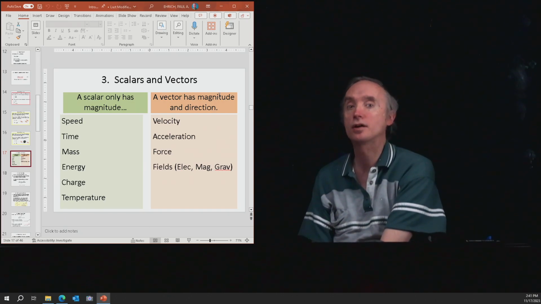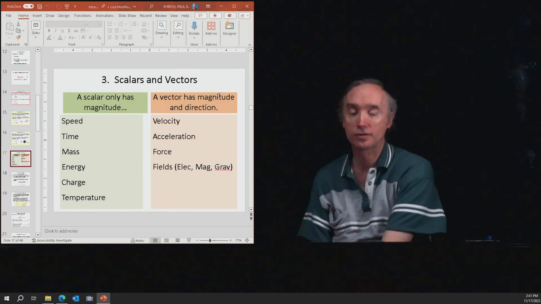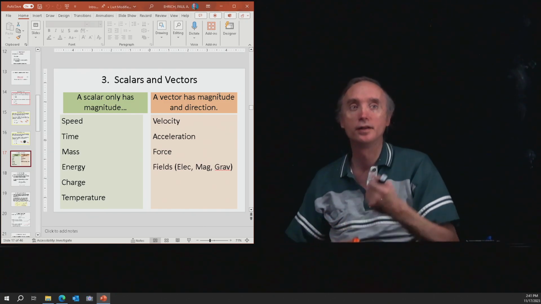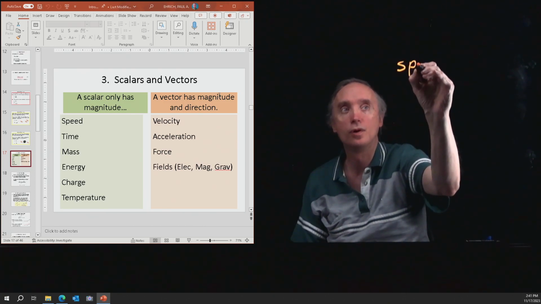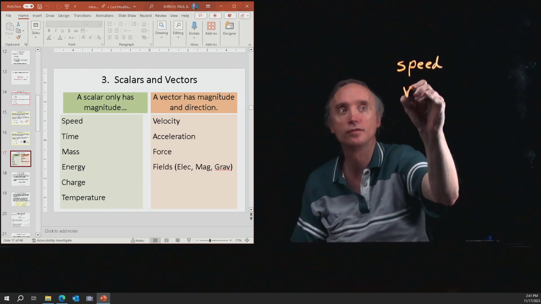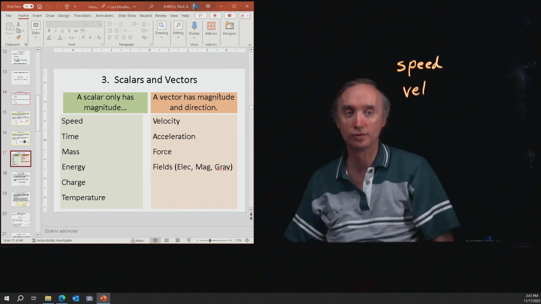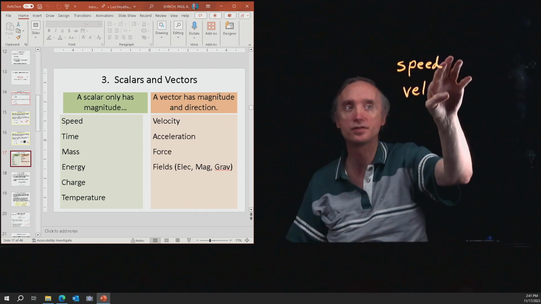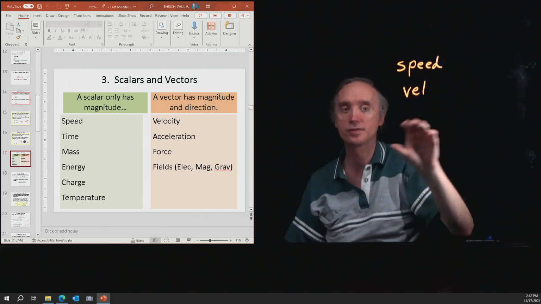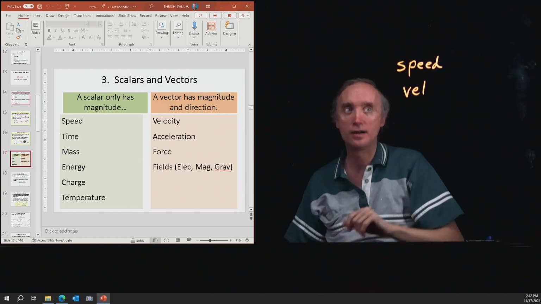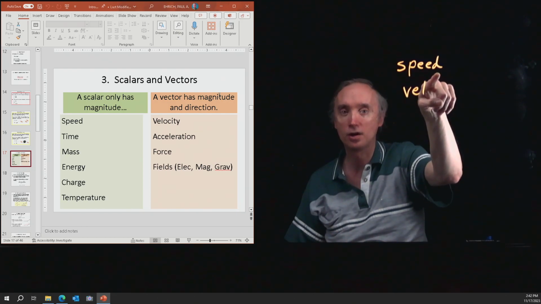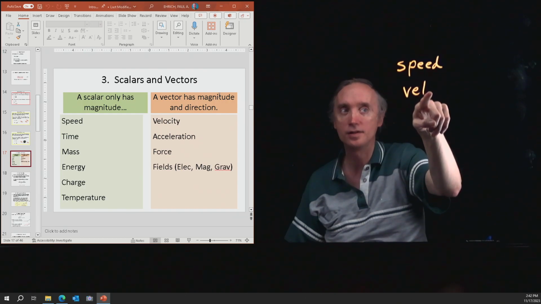Now we want to talk about scalars and vectors. Do you remember back in lesson number 3 when I kept saying that speed was the same thing as velocity? Well, that's not true, okay? And I said that later we would talk about the difference between what speed and velocity are. Now's the time to do it. It turns out that speed is a thing called a scalar, and velocity is a thing called a vector.